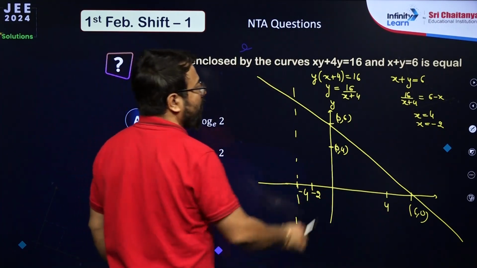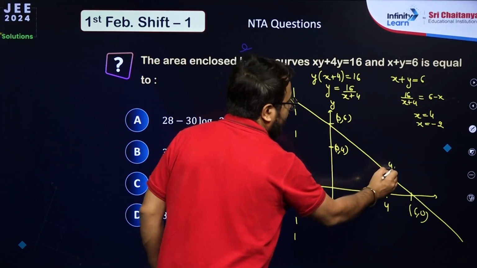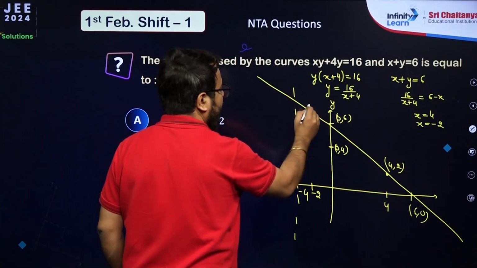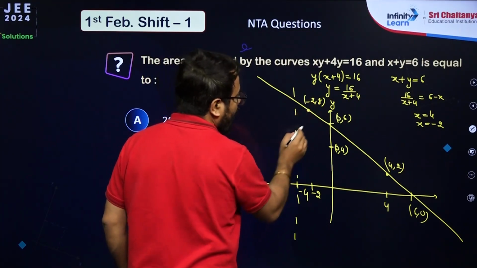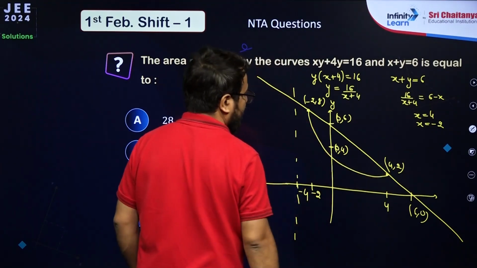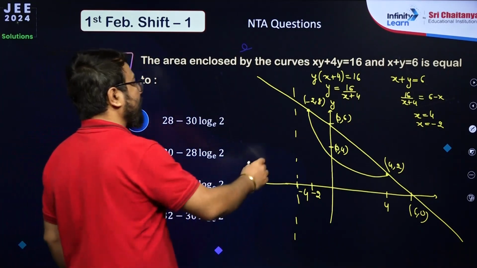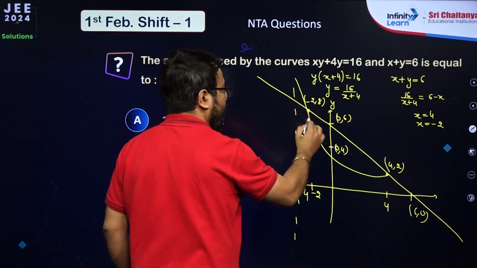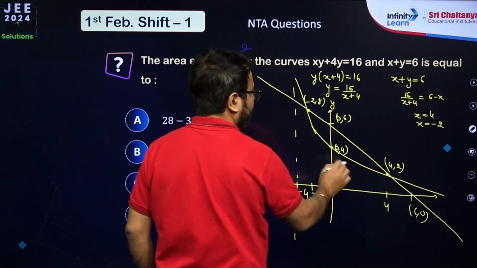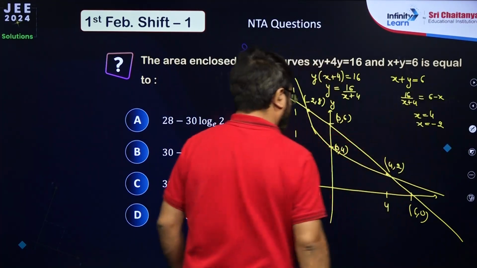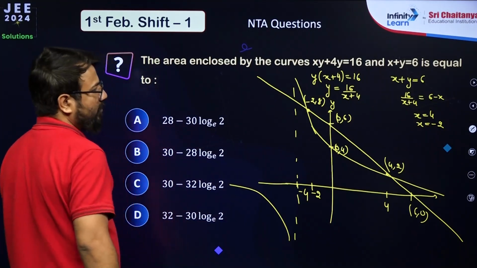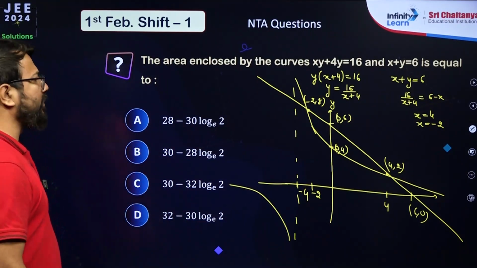So at x is equal to 4, the curve is giving us the value of y as 2. And at x is equal to minus 2, the curve is giving us the value of y as 8. So minus 2 comma 8. I hope you are able to understand this. So basically this is the type of the curve that we are getting. I'm just removing the previous one. In this way, the curve will be drawn. I hope you understood this.